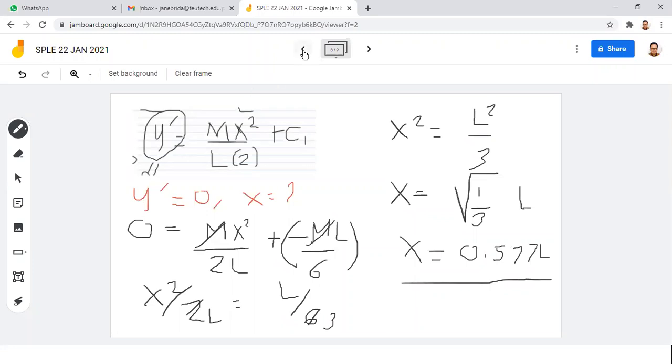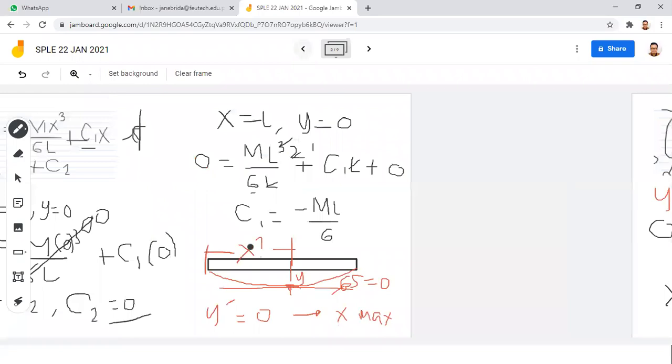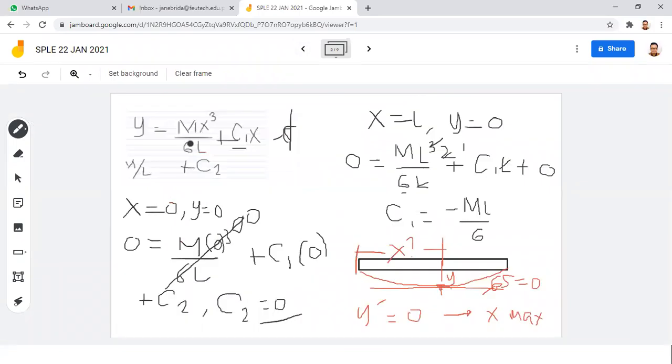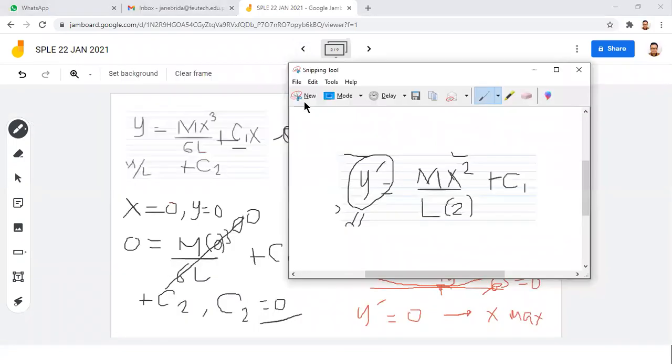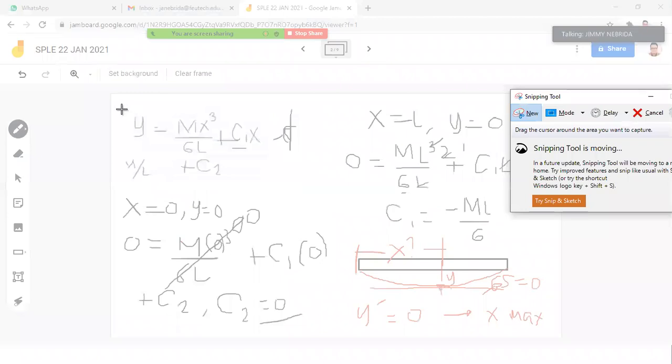Let us substitute now into the deflection formula. What is the deflection formula? Okay, this is the deflection formula. Again, we'll copy.